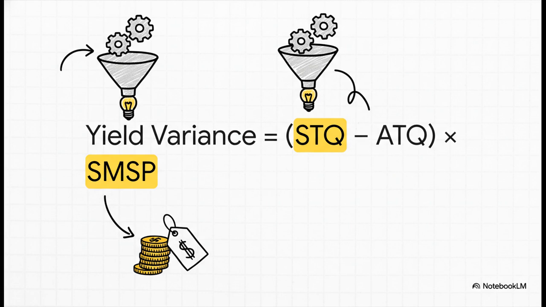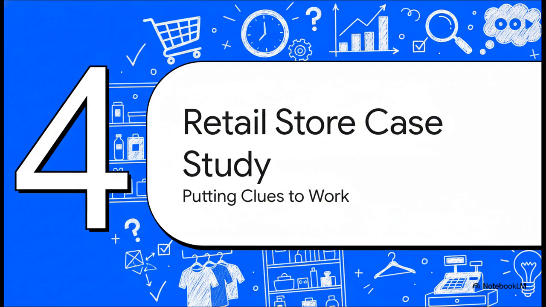If we used less than the standard, we get a favorable variance. Simple as that. We were more productive. Okay, theory is great and all, but this is where the mystery really gets solved. Let's see how our two clues, mix and yield, help us crack a real-world case about a retail store's staffing.